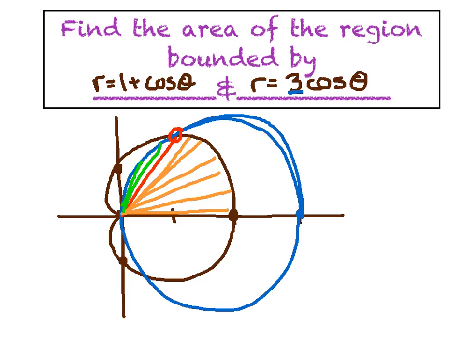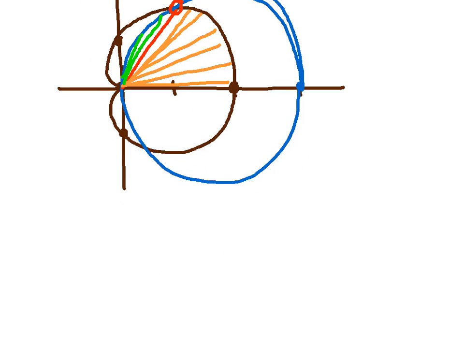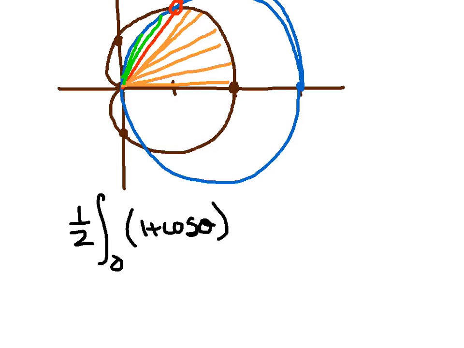So let's start with the orange shaded region, which is going to be 1/2 the integral from 0 to something, of 1 plus cosine of theta squared. Like I said, probably every student in the country is going to have this much on their paper. The question becomes, can you figure out that upper bound?